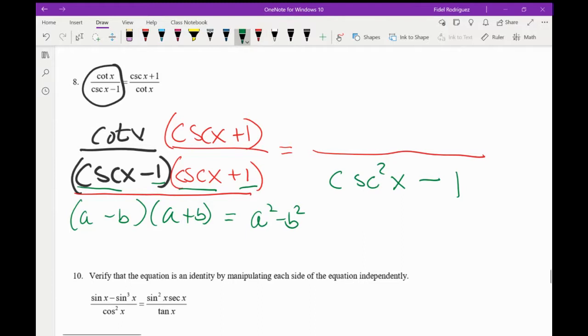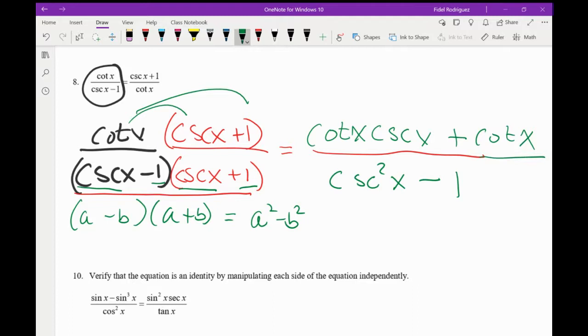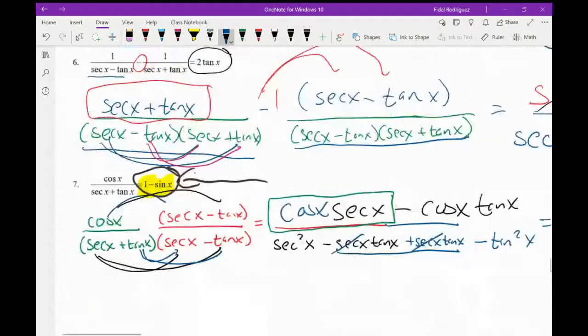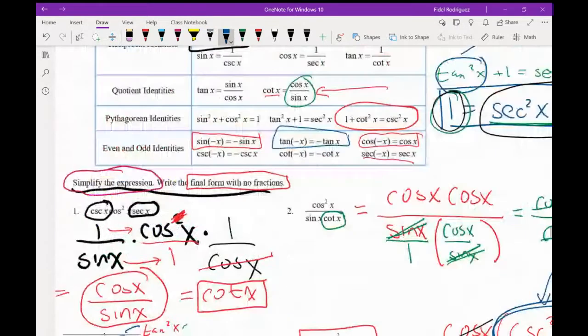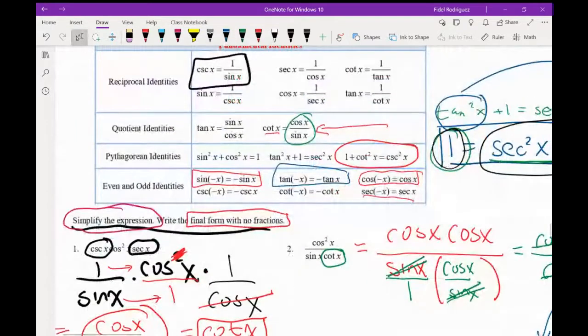Now, let's come back and let's do the same thing with the top. So look, the top part, I'm going to write it out. I'm going to write cotangent of x times cosecant of x plus cotangent of x times 1 is just cotangent of x, right? Okay. Now, y'all, I want to see if we have some kind of an identity that relates cosecant squared x minus 1. So look, I'm going to come back here, and I'm going to look at those identities.